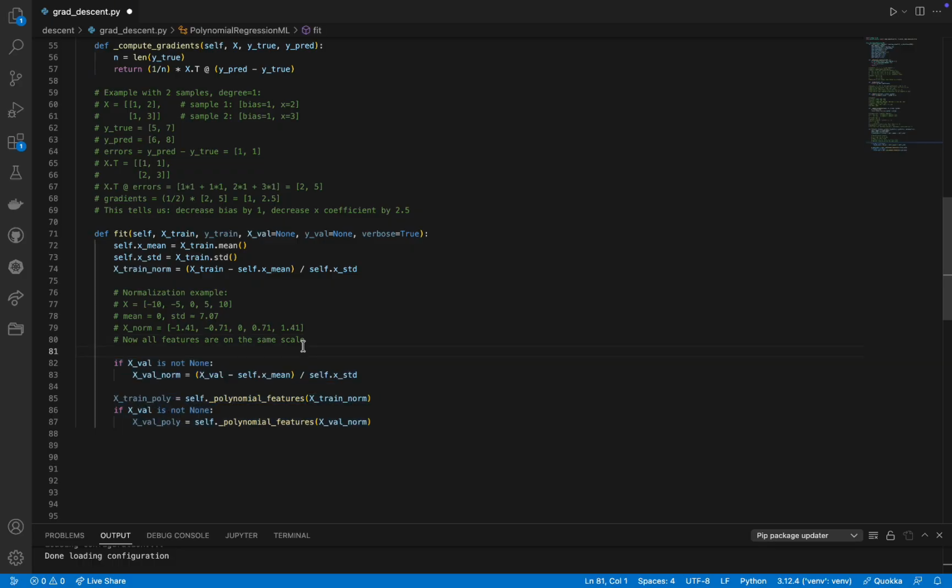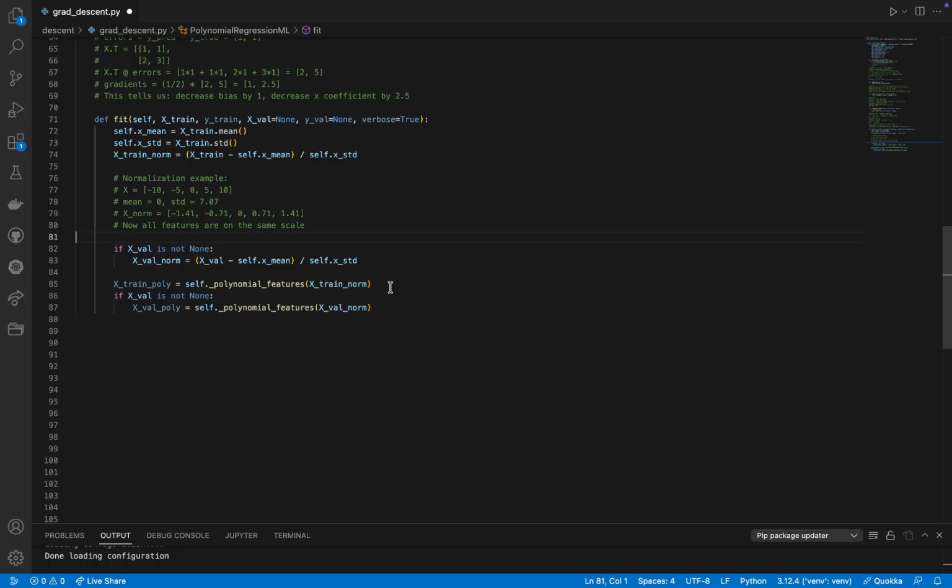Next, we handle the validation data if it was provided. So the code checks if x_val is not None, and if so, normalizes it using self.x_mean and self.x_std, which is the standard deviation. And this is absolutely critical and a common mistake people make. We use the training mean and standard deviation for the validation data, not the validation data's own statistics. Why? Because at prediction time, when we get brand new test data, we won't know what its mean and standard deviation are. We have to use what we learned from the training data.